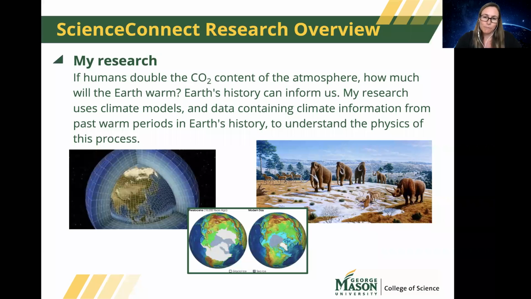So one of the key questions that my research focuses on is, if humans double the carbon dioxide content of the atmosphere from pre-industrial conditions, how much will the Earth warm? This is a question we can tackle with theory and models, but we also have some observational constraints on this. We can look into Earth's history and see how it informs us, right? So my research uses climate models, but also data collected from past climate and past warm climates in Earth's history to understand the physics of this process. Next slide, please.